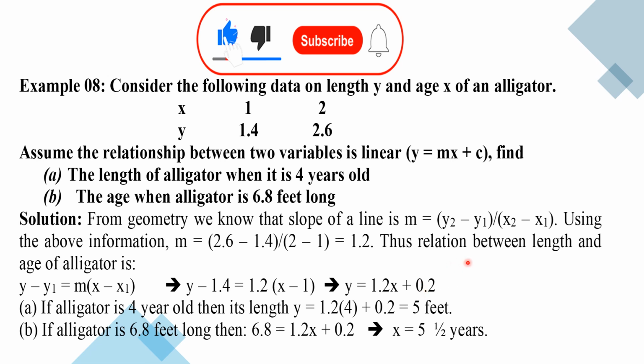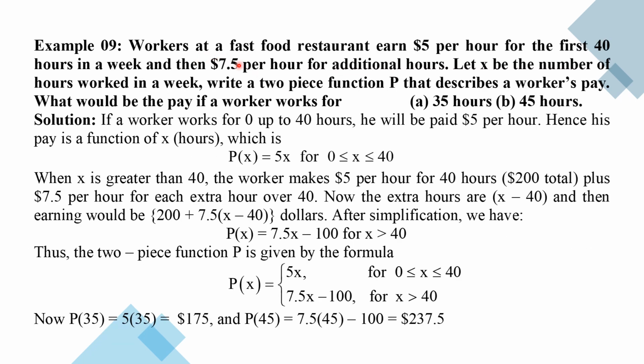Here x shows the age. If the alligator is 4 years old, then its length y is equal to 1.2 times 4 plus 0.2, which is 5 feet. If the alligator is 6.8 feet long, then 6.8 = 1.2x + 0.2, so x is equal to 5.5 years. Here x shows the age of the alligator.